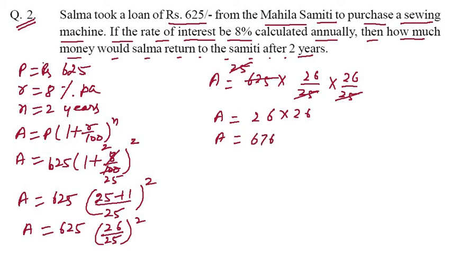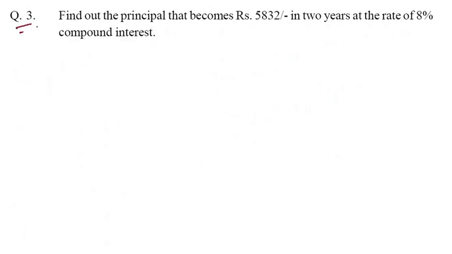So amount will be equal to 676 rupees. That means C will return rupees 676. That is your answer. Now come to the third question.